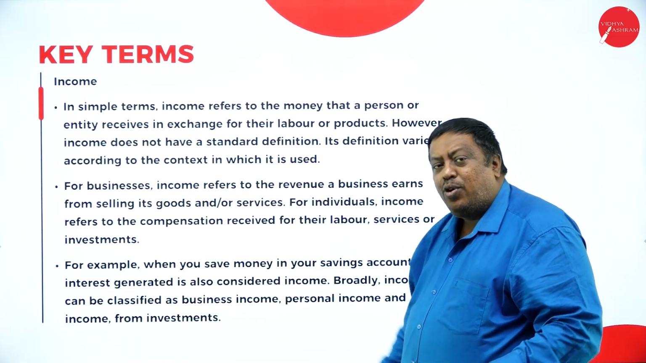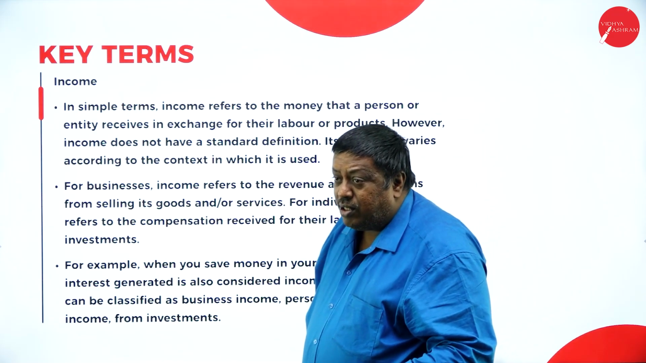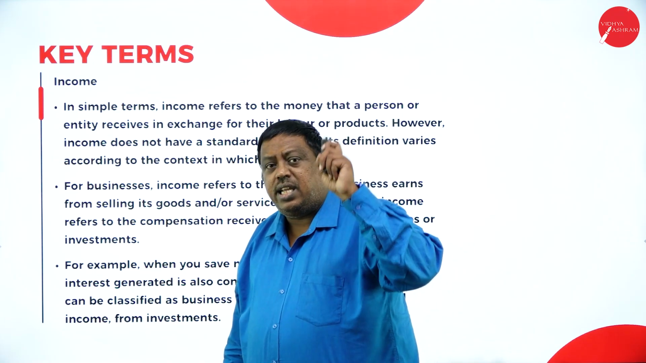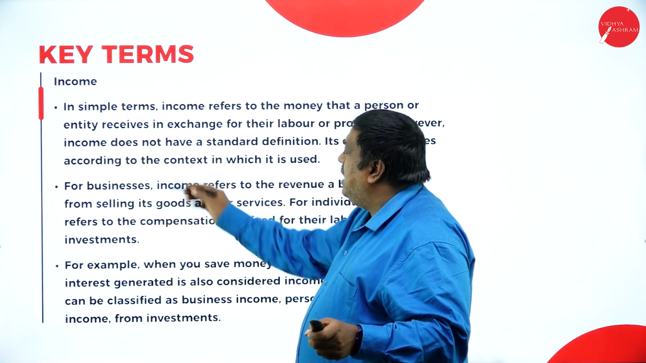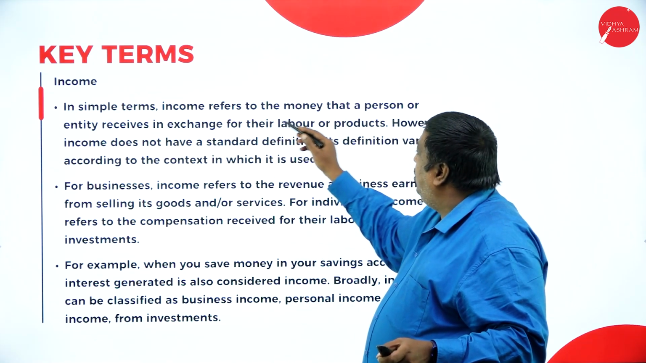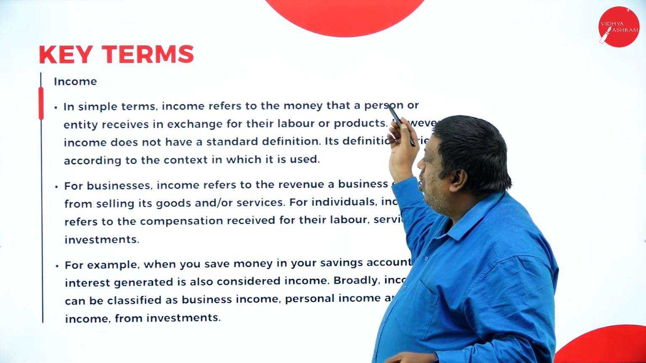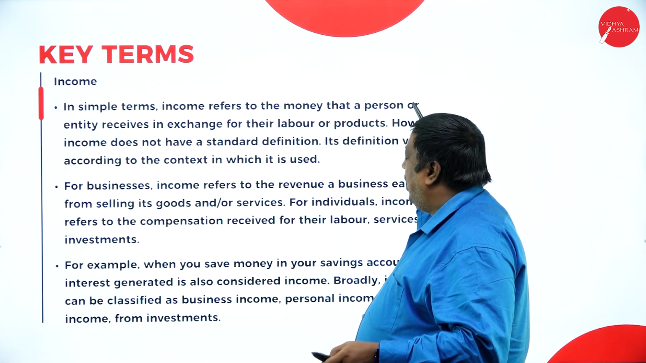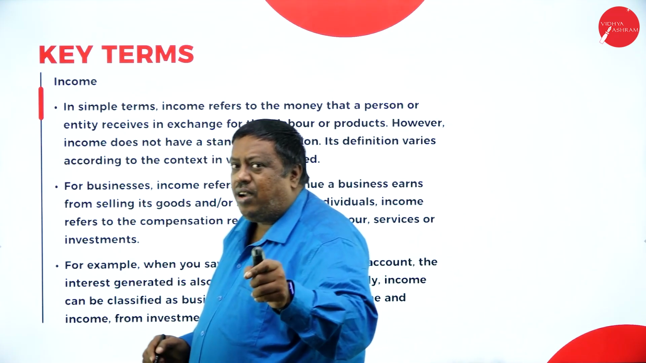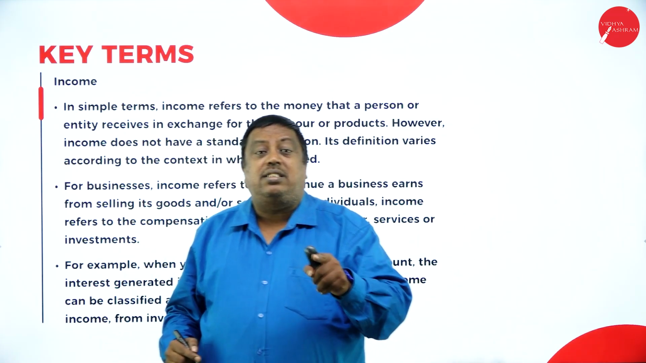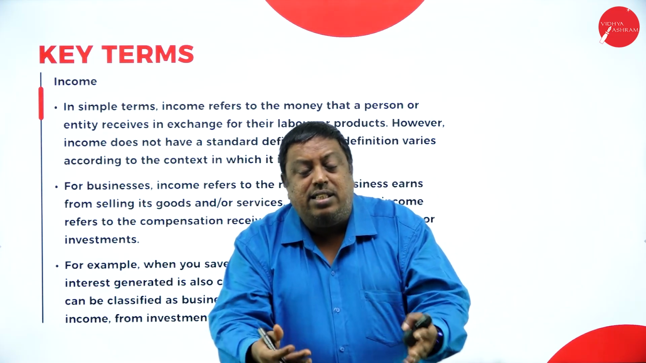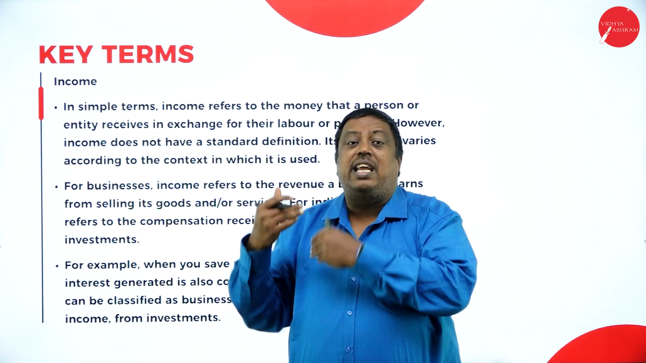The key terms what we have here, as I was saying for you people, the word income. Income is a major key term in economics. In simple terms, income refers to the money that a person or entity receives in exchange for their labor or products. It is clear what income means here. For example, I'm working here and the institution is paying me money. So that is the income for me.